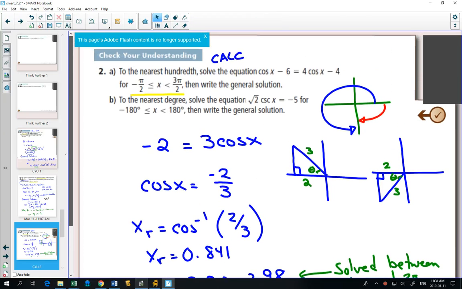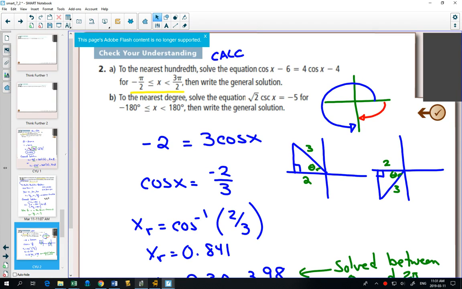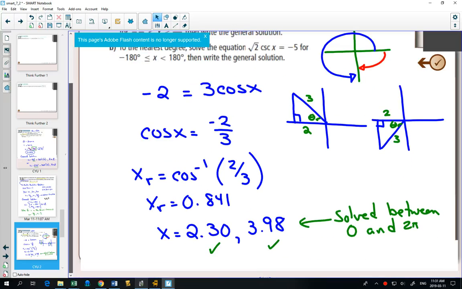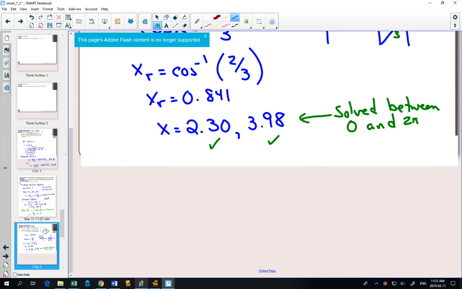Okay, have we completely solved question A? To the nearest hundredth, solve the equation for x from negative pi over 2 to 3 pi over 2. That's done. It says, then write the general solution. Okay, that we haven't done, so let's do the general solution.